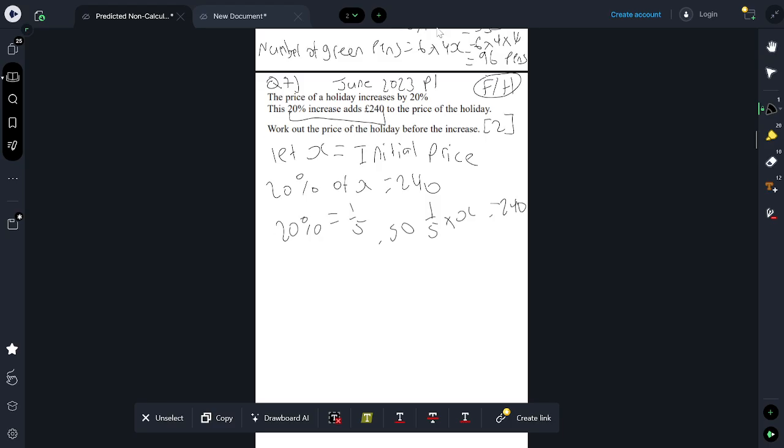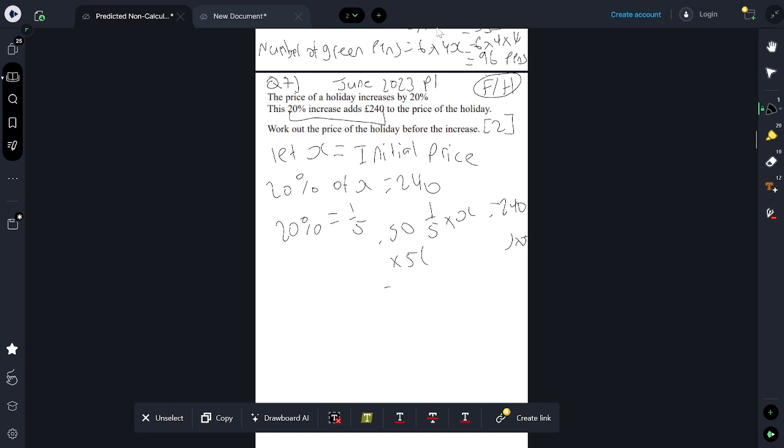Okay. So then how to get X on its own? Because if we get X on its own, that gives us the initial price, what we're after. So what you want to do here is, okay, so a fifth X, you're going to want to times both sides by 5, aren't you? Because if you times a fifth times 5, they will cancel each other out and you just get left with 1. So that will cancel out the fraction.